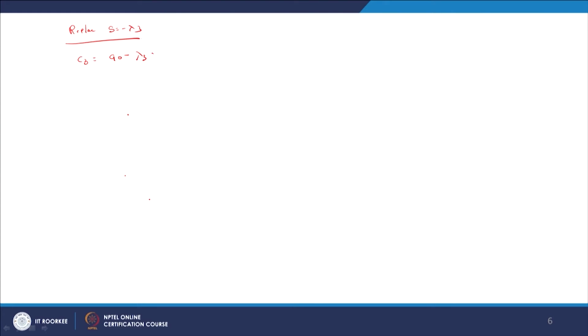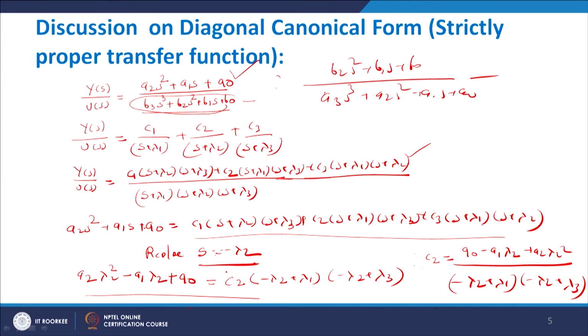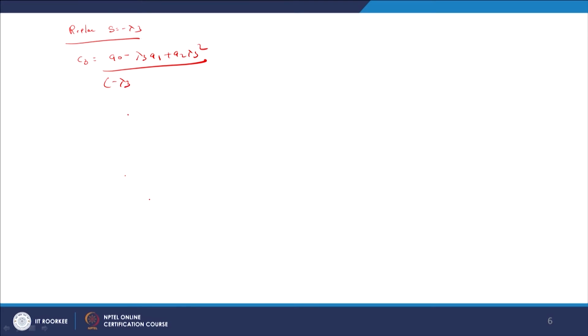We will get the equation of C3 as A0 minus lambda 3 into A1 plus A2 lambda 3 whole square, divided by, what will happen here? You get lambda 2 plus lambda 1, lambda 2 plus lambda 3. So, here we will get minus lambda 3 plus lambda 1, times minus lambda 3 plus lambda 2. So, we will get the value of C3.